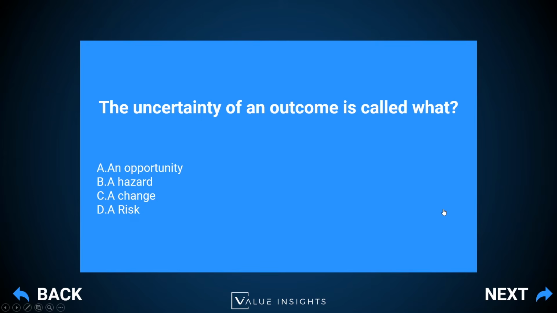C says a change, which is the modification or addition of anything related to our configuration items, which can have an effect on our service delivery. And D, a risk, is, well, that's by definition the uncertainty of an outcome. You just simply don't know what's gonna happen.